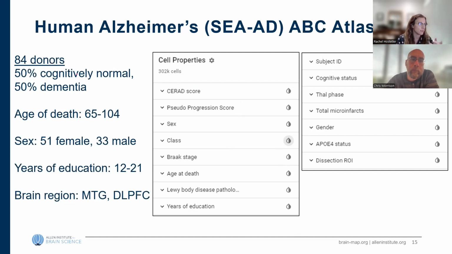So we had about 50% cognitively normal in our cohort and 50% that had dementia. There were more female than male in the study, which is unsurprising for an Alzheimer's study. And the brain regions so far right now are middle temporal gyrus and dorsolateral prefrontal cortex.